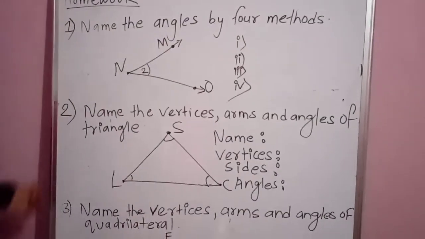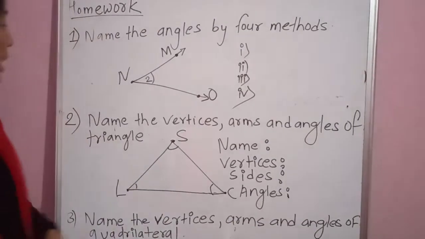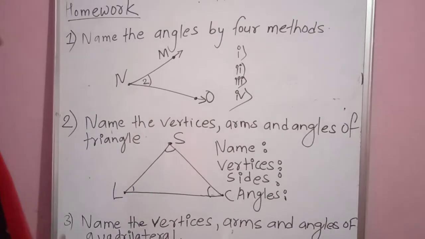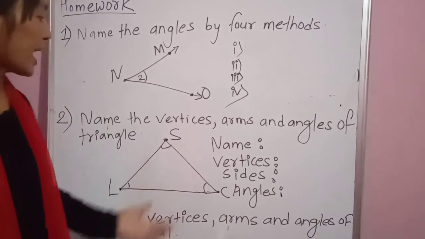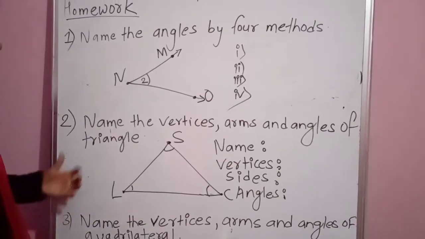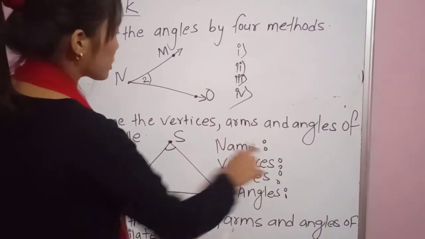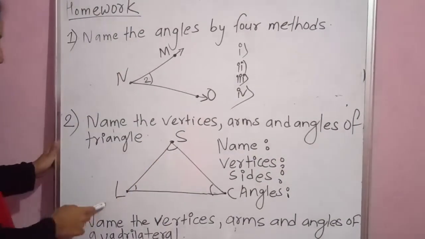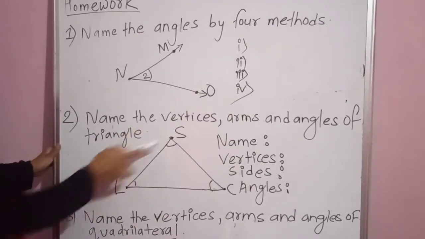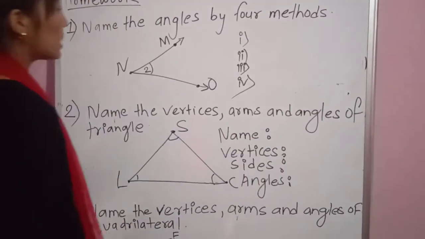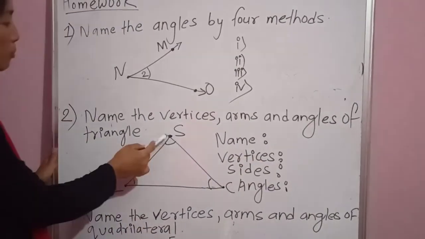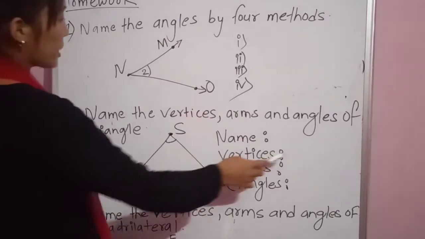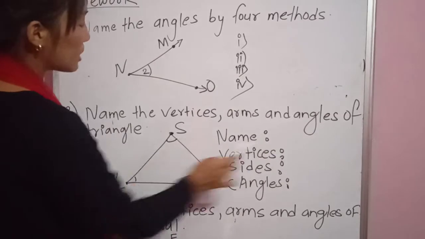The second question: name the vertices, arms and angles of a triangle. I have taught you this before, how to name the triangle, and how to name the vertices, sides and angles of a triangle. For the name, you have to write a small triangle symbol. After that you have to write the alphabet that I have used in this figure, and the alphabet used in this figure is SLC. So triangle SLC. Likewise the vertices. Vertices means the points where two line segments meet. So here are 3 vertices. You have to write the names of those vertices: S, L, C.